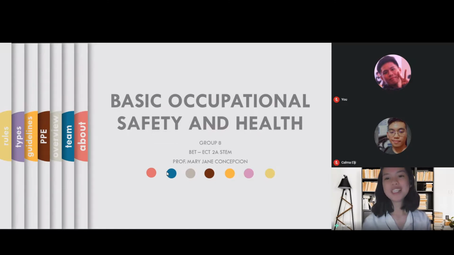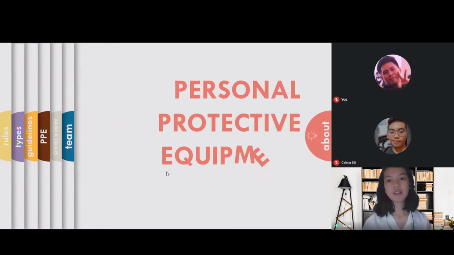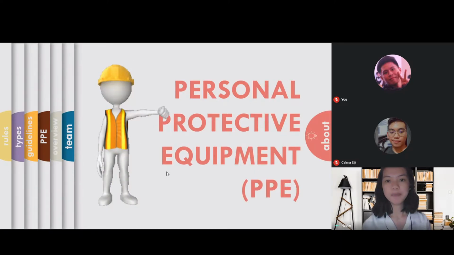Good day! Basic Occupational Safety and Health by Group 8 of BET ECT 2A STEM. Our topic is about the Personal Protective Equipment or PPE.